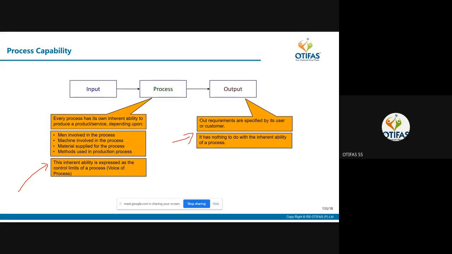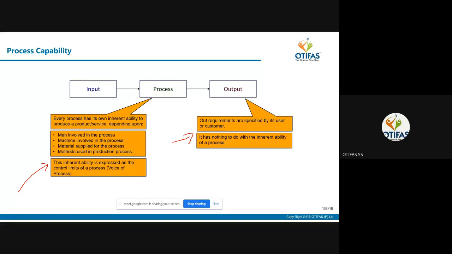Now, I am going to go to a courier company and I say, today I want to dispatch this courier. I am giving it today. Or for example, I gave it today morning to a courier company and I asked them, I want it to be delivered to MRC Mumbai within this afternoon itself by 2 o'clock. I am giving it at 9 o'clock and I am asking to deliver it by 2 o'clock. Now, this is my customer requirement. Customer requirement has nothing to do with your inherent ability of the process.